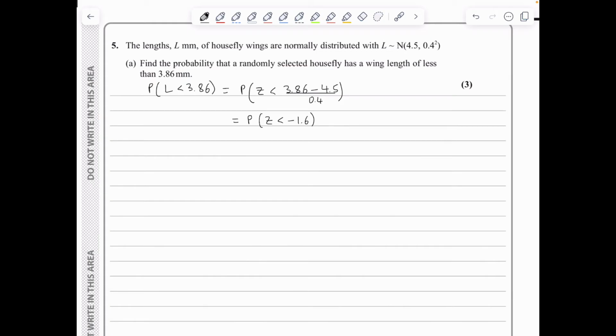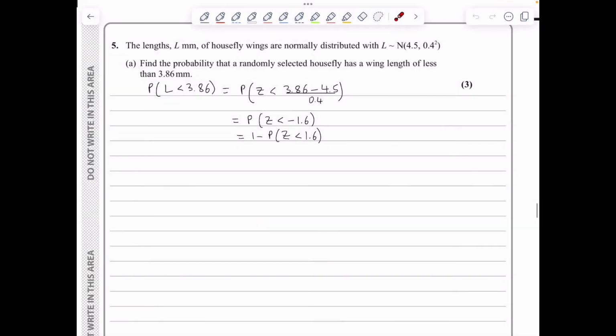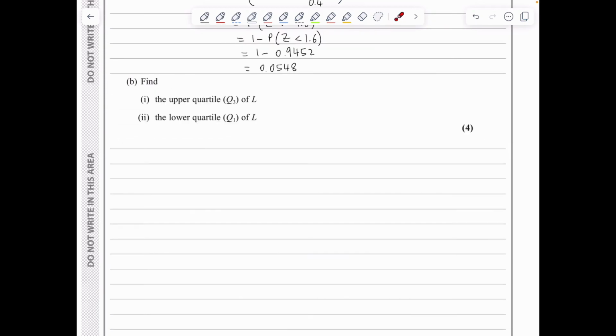This gives the probability of Z being less than negative 1.6. So we don't like the fact that the value here is negative, so it's going to be 1 minus the probability of Z being less than 1.6, and we go to the table of normal probabilities to extract the probability of Z being less than 1.6. Looking at the table for 1.6, the corresponding probability is 0.9452, and therefore we've got that the probability here is going to be 1 minus 0.9452, which gives an answer of 0.0548.